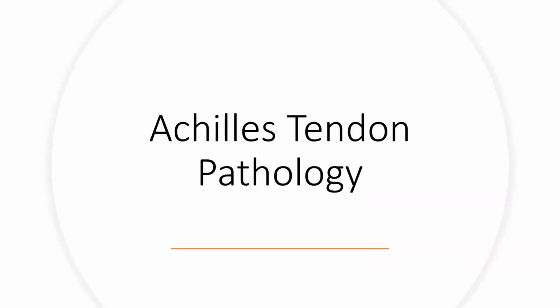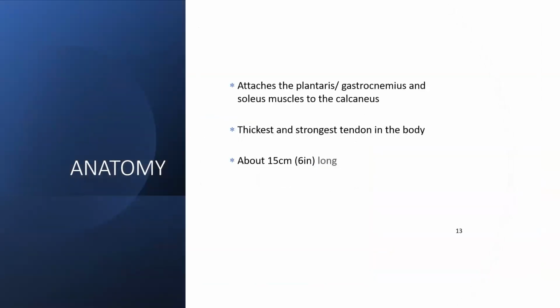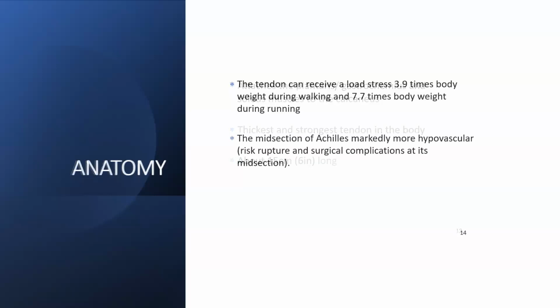Moving on, we'll move on to Achilles tendon pathology. So the Achilles tendon is the tendon that combines the plantaris muscle, the gastrocnemius, and the soleus muscles, and it attaches them down to the heel bone or the calcaneus. It's the strongest and the thickest tendon in the entire body, and it's about 15 centimeters in length. The tendon can receive a load stress of about 4 times body weight during walking and 7.7 times body weight during running.